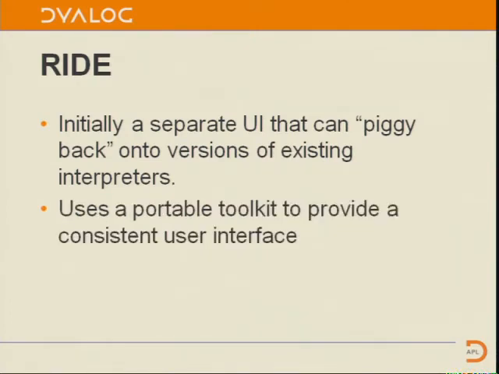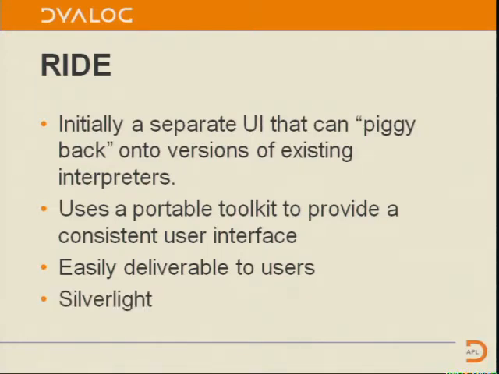We're using a portable toolkit to provide a consistent user interface across all of the platforms where we want to provide support for the user interface. We want this to be easily deliverable to users. We're going to make it deliverable over the internet. And we've chosen to use Silverlight as the implementation toolkit for this user interface. Silverlight is a Microsoft toolkit that sits on top of .NET, which will be portable because it will sit on top of Mono, which is available on the Linux machines, and in the fullness of time will be available on a lot of the portable devices.